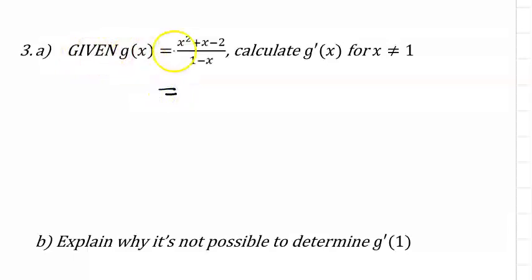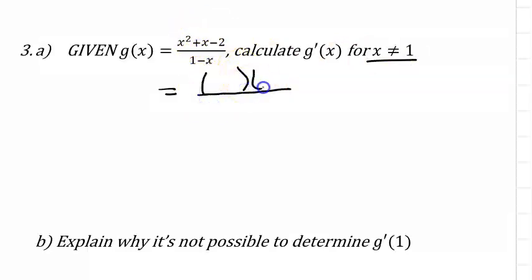Here I got g of x, given g of x equals x squared plus x minus 2 all over 1 minus x. Calculate g prime x for x not equal to 1. X can't equal 1 because remember 1 minus 1 is 0, so this expression will be undefined. So let's factorize this top here.